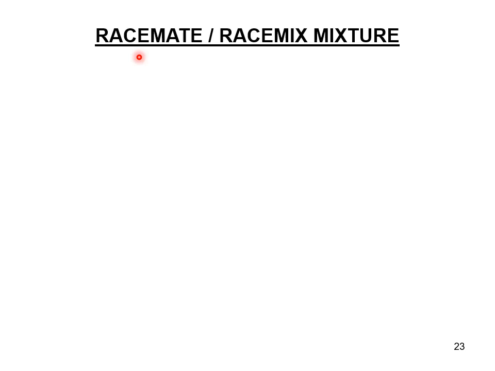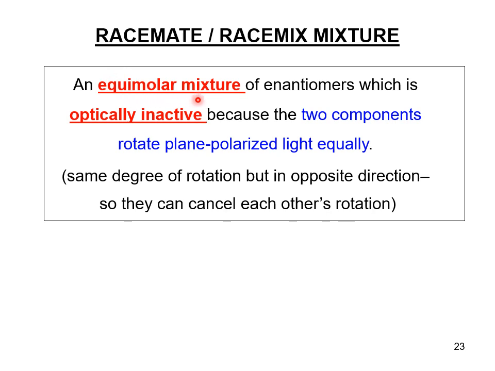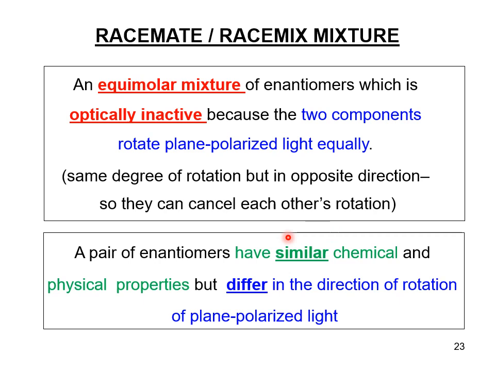The last topic of this video is the racemic mixture. It's an equimolar mixture of enantiomers which is optically inactive. Why optically inactive? Because the two components rotate plane polarized light equally, meaning they have the same degree of rotation but in opposite directions, so they cancel each other's rotation. A pair of enantiomers have similar chemical and physical properties, but differ in the direction of rotation of plane polarized light, meaning one is clockwise and the other is anti-clockwise.